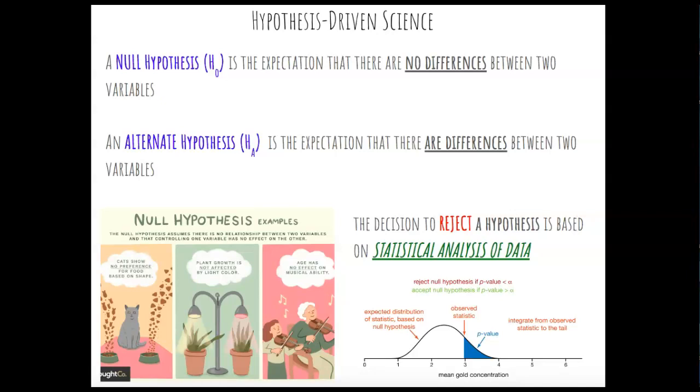So the decision to reject a hypothesis is based on statistical analysis of data. Statistics are very important for any science and for any study. Statistics are what we base our conclusions on, whether or not there is strong enough evidence to reject our null hypothesis and accept our alternative hypothesis, or if that statistical data is not strong enough to reject the null hypothesis. What we use to determine that is called a p-value. Generally, if a p-value is less than 0.05, it is considered strong evidence that we can reject the null hypothesis.